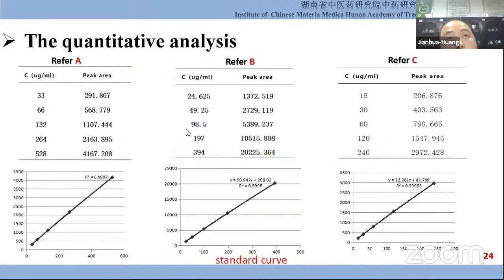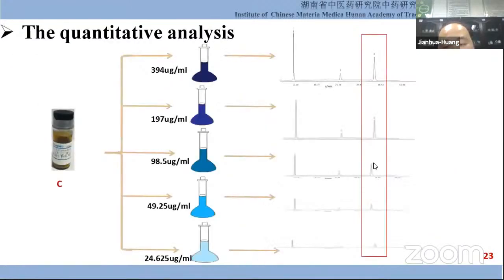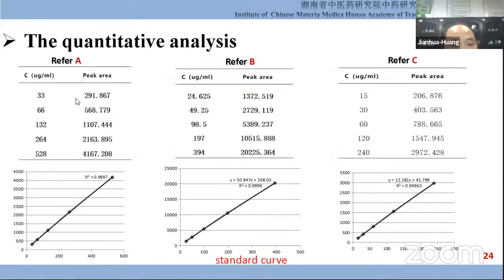After that, this is reference A. We have its concentration, and also we can get the peak areas at this concentration, just like this in here, the peak area of this reference A at concentration 13.3, and also different concentrations. They also have different peak areas, and the same for reference B and reference C. It has different concentrations and different peak areas.